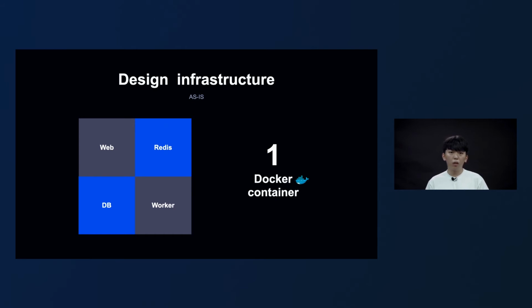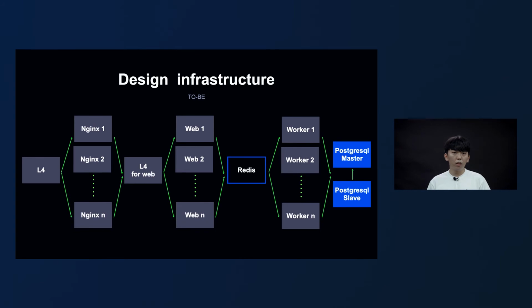First, we reviewed the existing infrastructure. As you can see here, the web, worker, and DB containers were all together in the Docker image. If the containers are attached together like this, scale out is impossible. Only scale up is possible. So we couldn't respond quickly when we exceeded our expected number of requests.